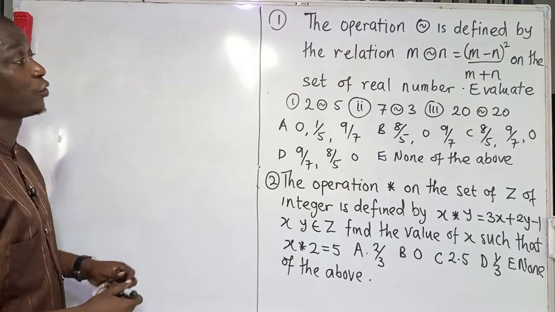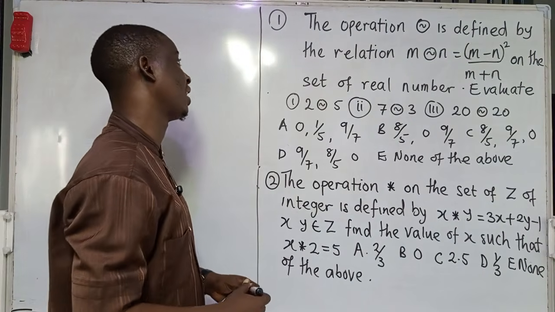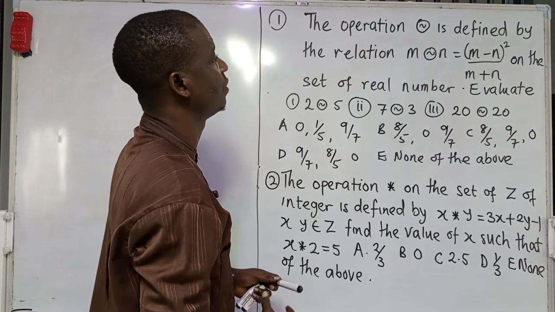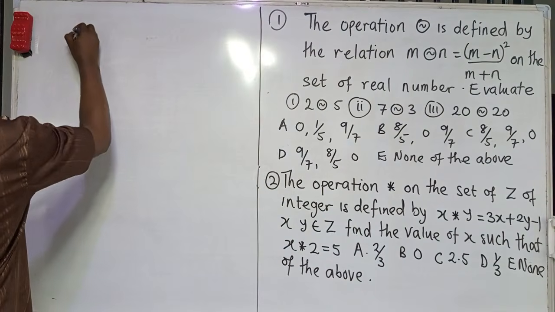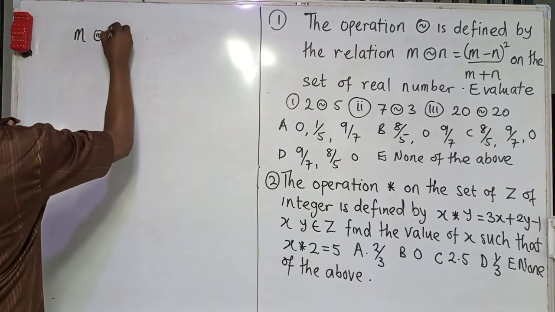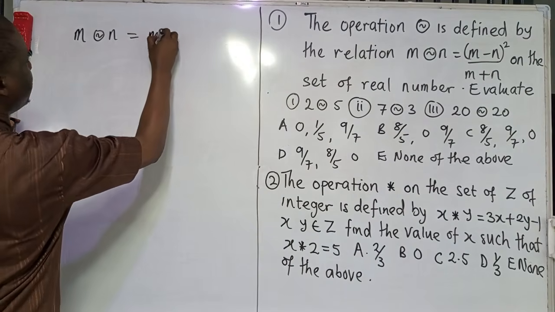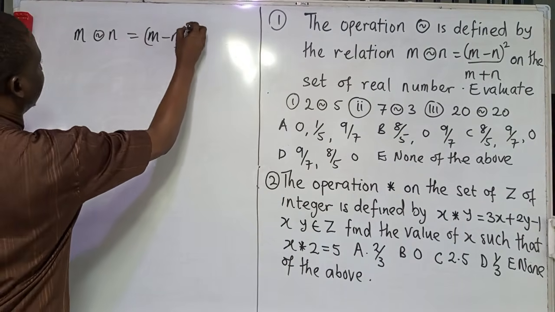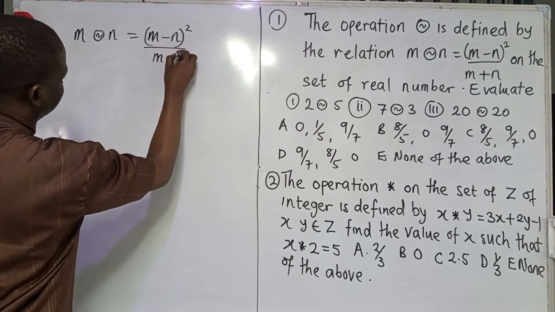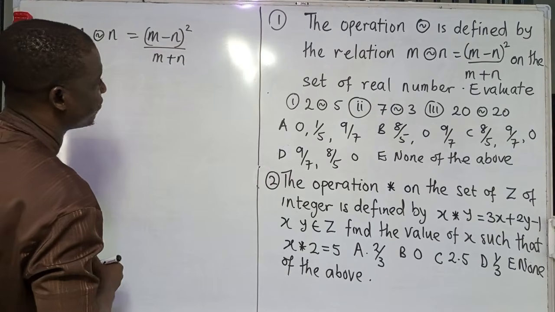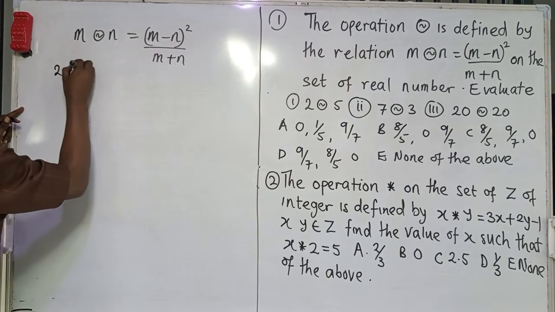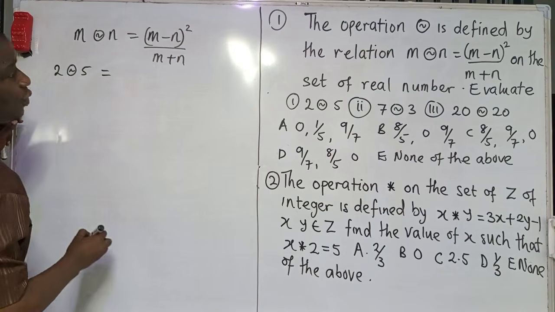Hello guys, we want to solve a question on binary operation. Let's move to action. The operation is defined by the relation m operation n equals (m minus n) all squared over m plus n, on the set of real numbers. Evaluate 2 operation 5.